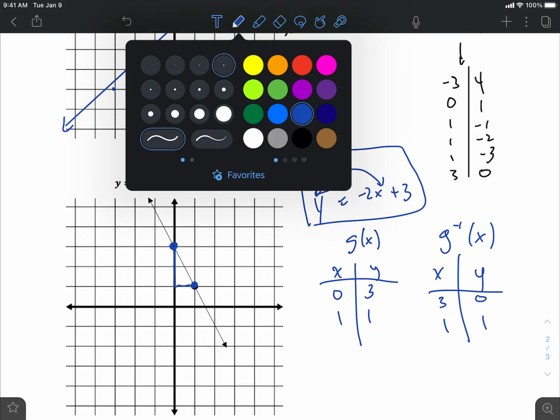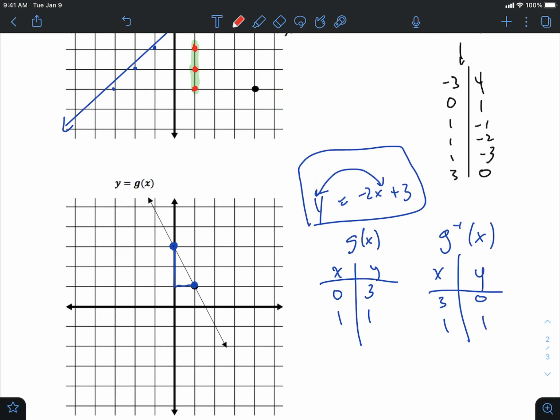So let's plot those points. Okay, 3, 0 is going to be here, and 1, 1 is still there. And it looks like it's still a reflection in the line y equals x. Okay, is this one a function? This one's a function, right? Because for every x, there's only one y. Okay, so yes.